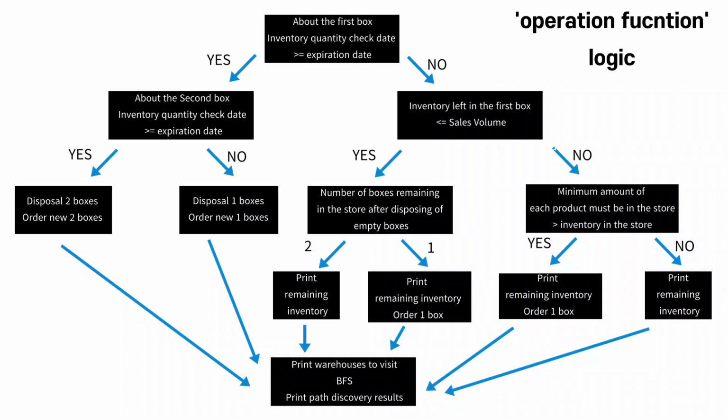If the sales volume is less than the number of stocks in the first box, it is divided into 2 cases. First, if the store's inventory is less than the minimum that each product should be in the store, print out the remaining inventory and bring an additional box from the warehouse. Second, when the store's inventory is higher, only the remaining inventory is printed. This is the content of the operation function, which returns the location of the warehouse where we have to go. The location of the returned warehouse is put in the BFS function to show the path search results.